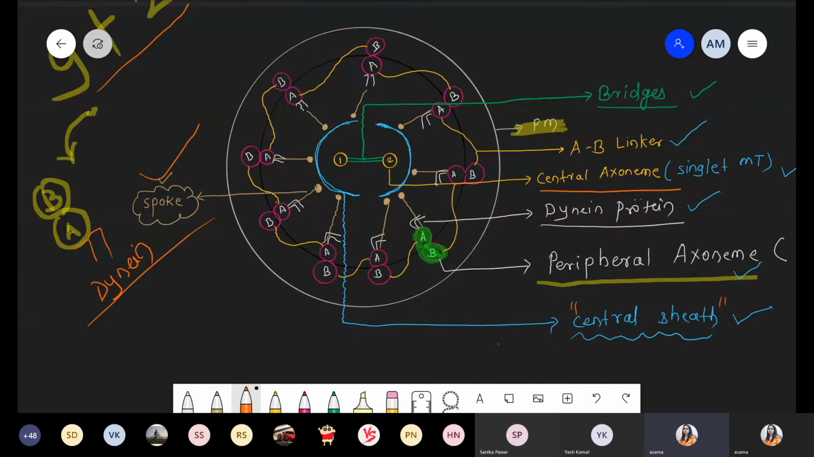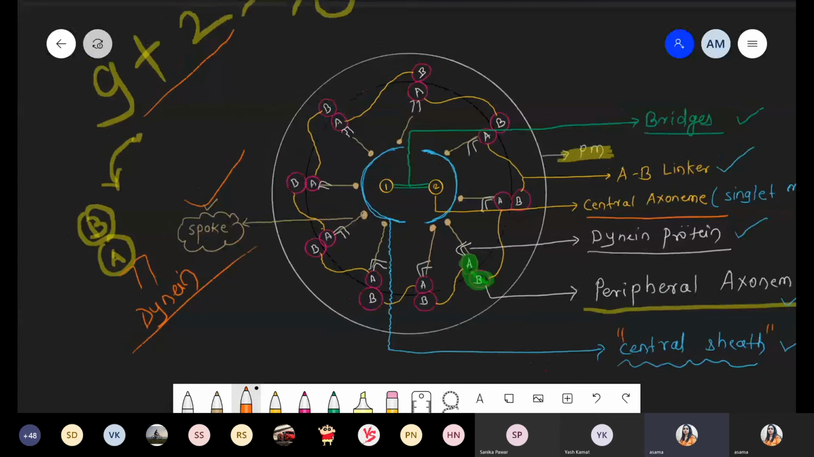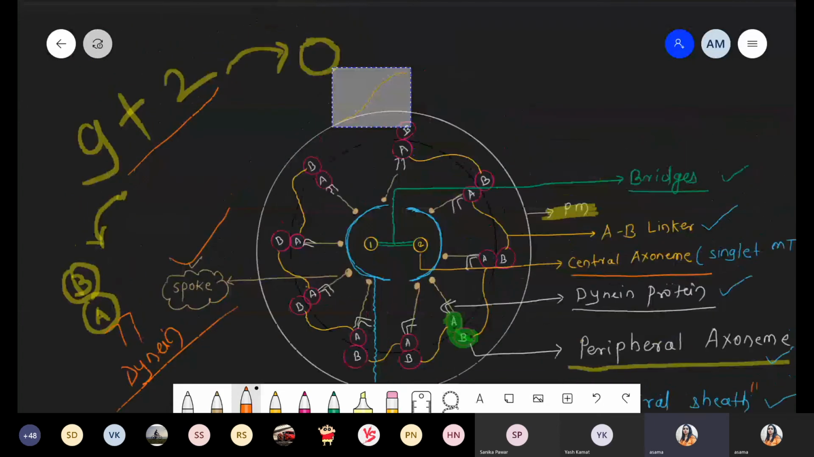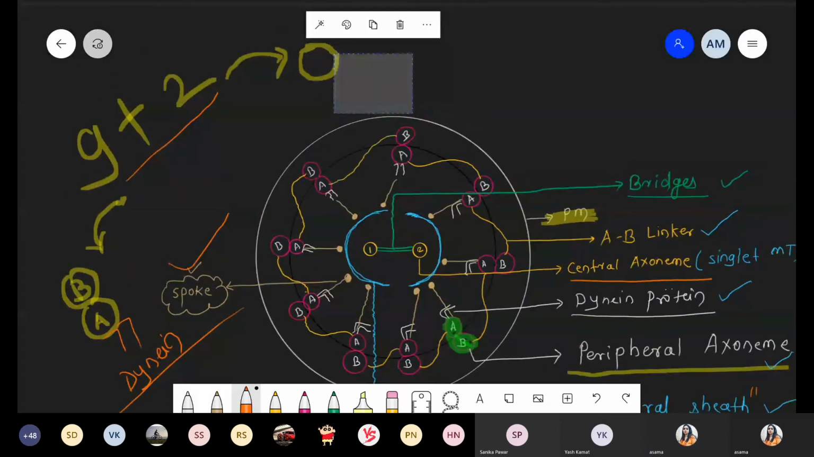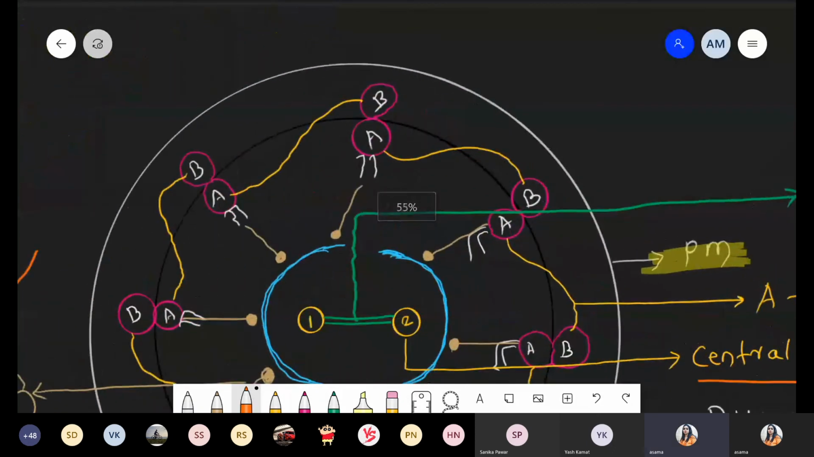So how many spokes are present? Total 9 spokes are present. If you see one spoke, it is attached with the A, and that spoke is attached with the central sheath. And now, due to that spoke, the entire structure becomes stable.